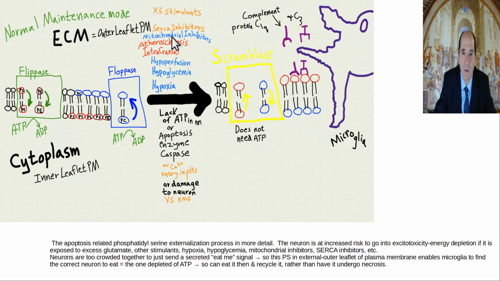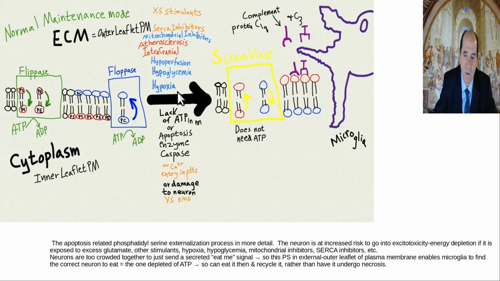Here's just showing a few other things that contribute to this problem. Excess stimulants, using up the energy supply; SERCA inhibitors, decreasing the ability to pump calcium out of the cytoplasm; mitochondria inhibitors, decreasing the ability to make ATP; atherosclerosis, making the cell hypoxic so it can't make so much ATP. If the person is hypotensive, they don't get enough blood to their brain; hypoglycemic, don't get enough glucose to their brain; hypoxic, don't get enough oxygen to their brain. All of those things will decrease the energy production ability of that cell. So this can happen. Okay.